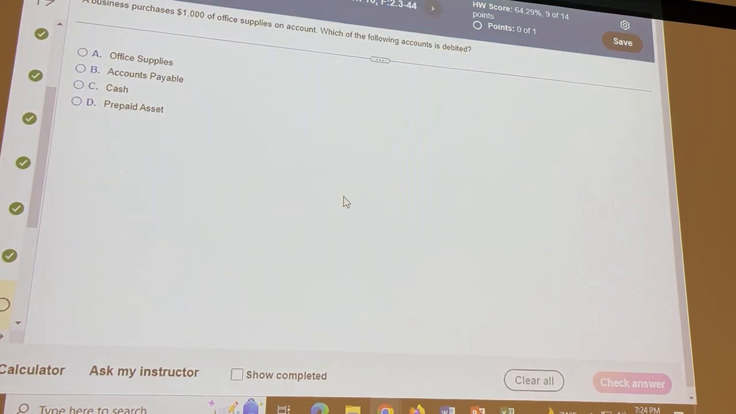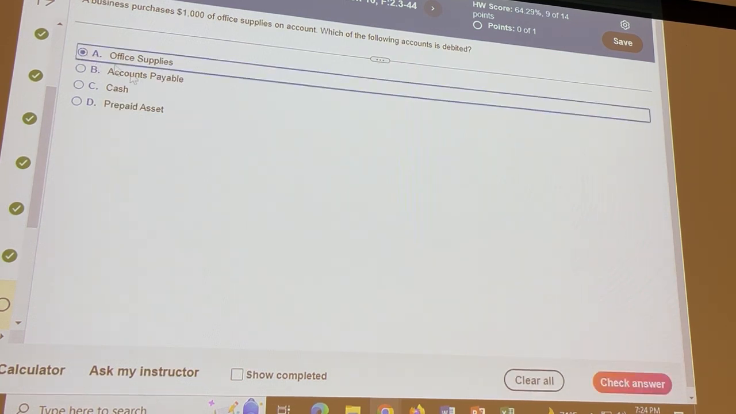A business purchases $1,000 of office supplies on account. Which of the following accounts is debited? Office supplies. Yeah, office supplies. We would credit accounts payable.